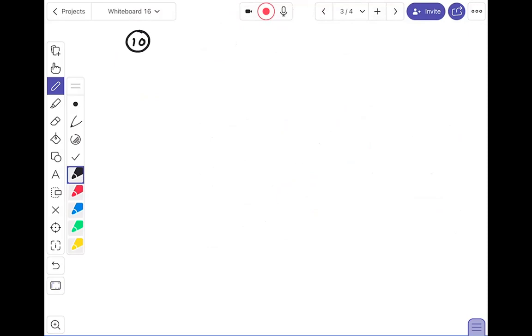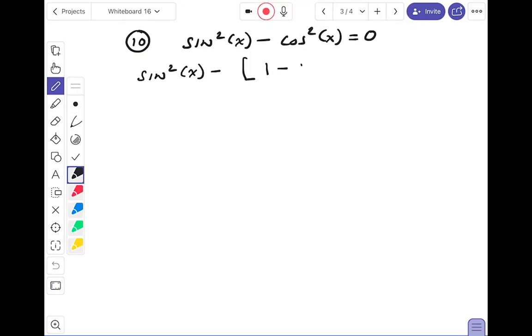This one looks bizarre. So number 10 is what? Sine squared x minus cosine squared x equals 0. All right. So, my question is, how would you do this one over here? There are many ways to do it, but I would convert everything into one function. And so I'm going to convert everything into sines. Now the cosine squared is 1 minus sine squared x, equals 0.